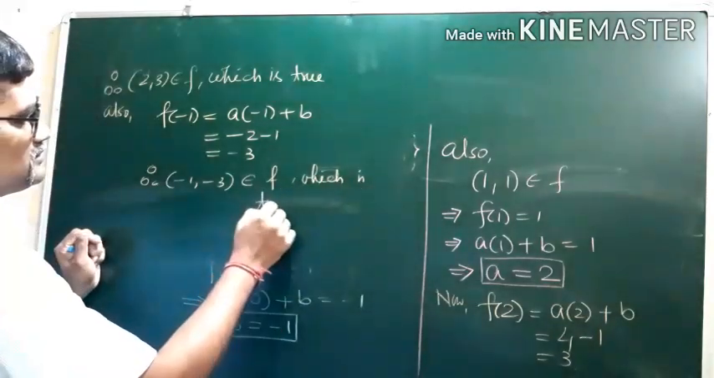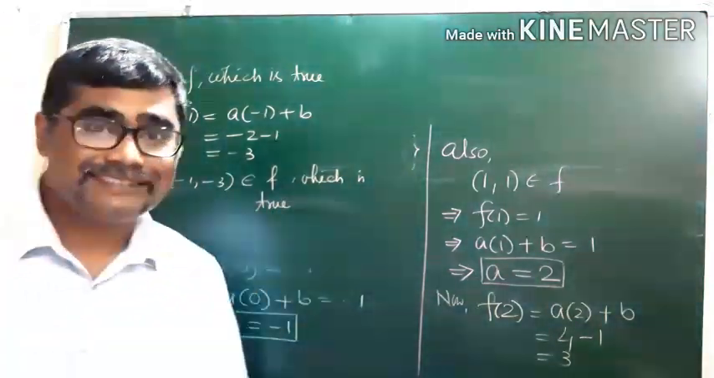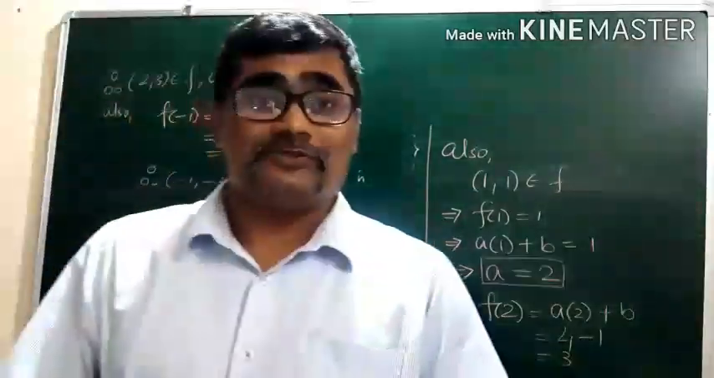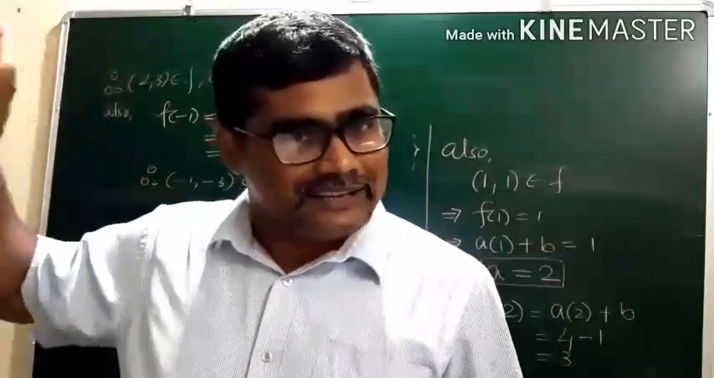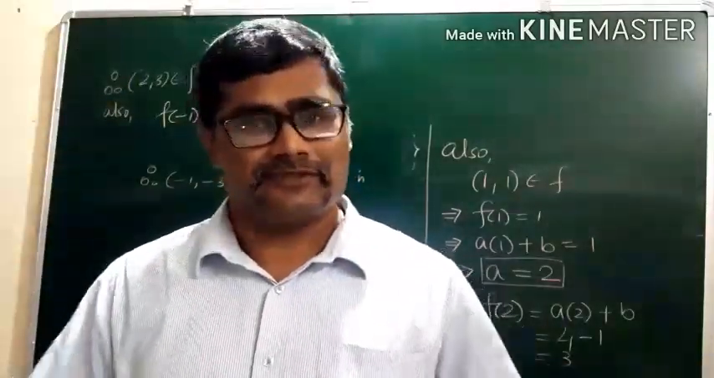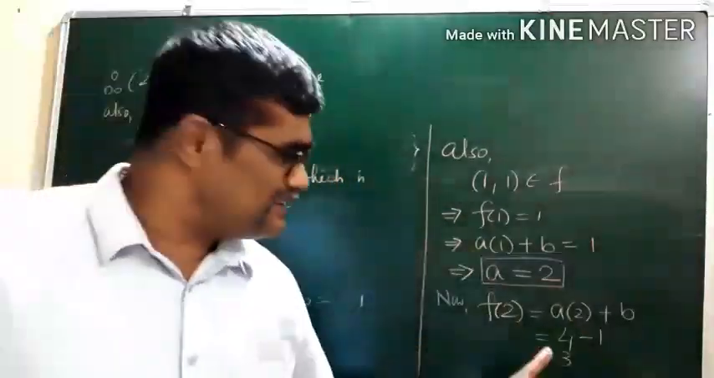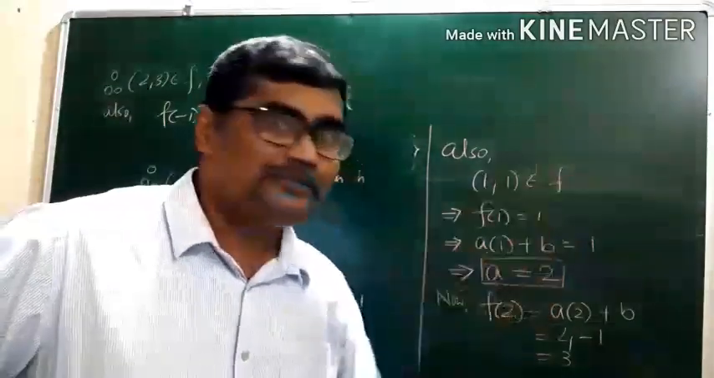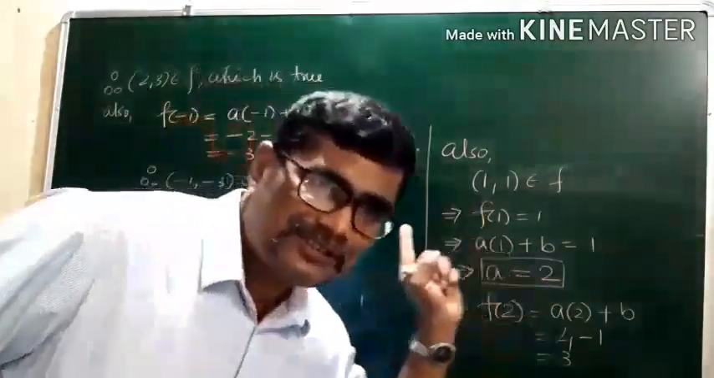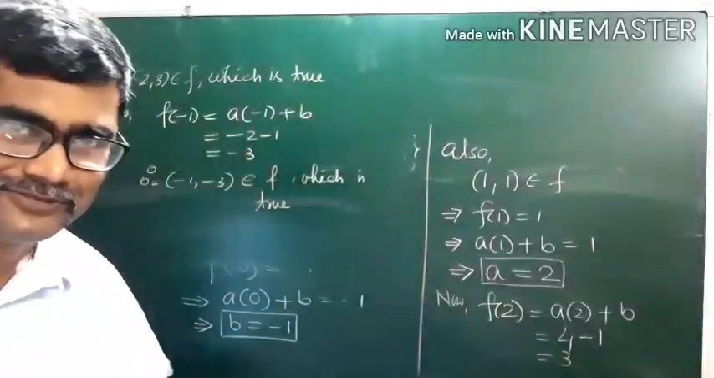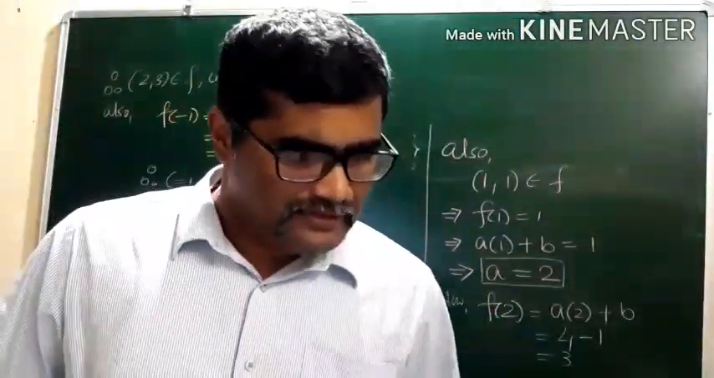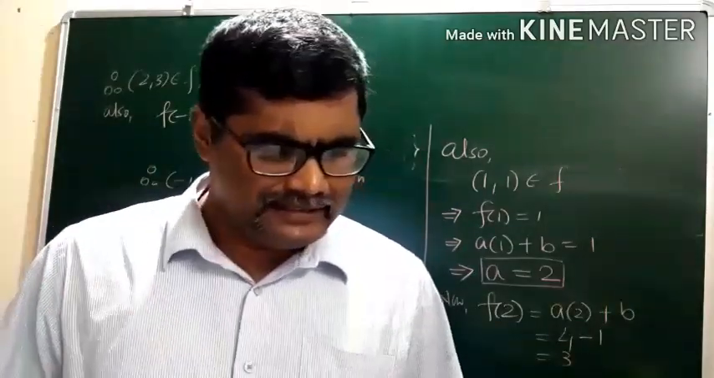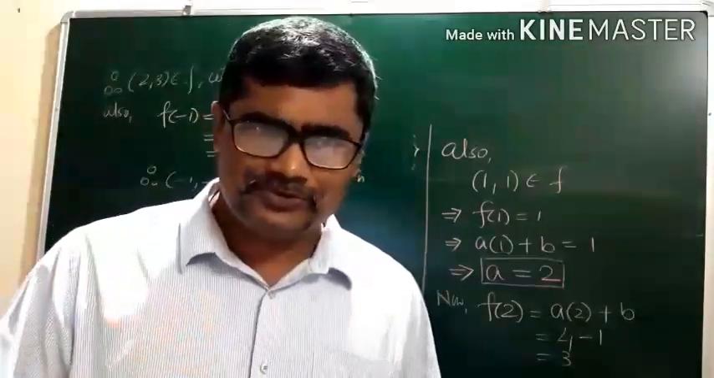Which is true. That means the values you found out for a and b are not going to contradict the whole results. Therefore, the values of a and b are respectively 2 and minus 1. Please make sure to conclude at the last. I am not writing these conclusions, right? So those are the values. Now 9 and 10 I am leaving for you, right?